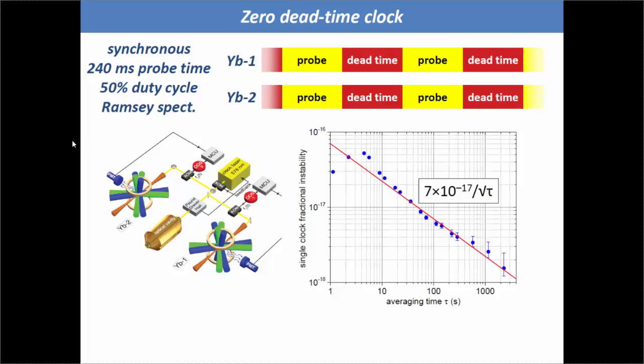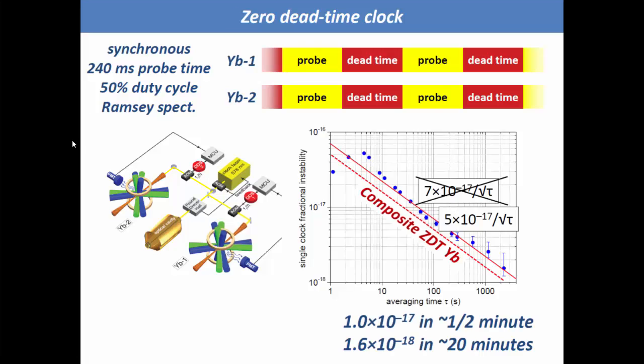However, this isn't the whole story, because in our measurement here, we're actually interjecting additional dead time in this comparison that isn't there for this interleaved composite zero dead time scheme. So we argue that it's actually fair to scale this time axis down by a factor of 2, which really corresponds to dividing this coefficient by a factor of root 2. So really what I'm claiming here is that this composite zero dead time clock really has a stability of about 5 times 10 to the negative 17 per root tau.